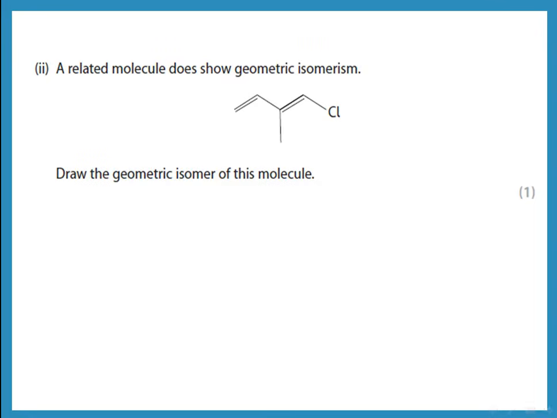A related molecule does show geometric isomerism. Draw the geometric isomer of this molecule. Now, if I look at this molecule, I have the chlorine on one end of the double bond on the right. The chlorine is the higher priority. Now, on the other end of that double bond, there is something that is bigger than the methyl group. So this is actually a trans. So if I want to draw a geometric isomer, I would draw the cis form. So that would be the other isomer.